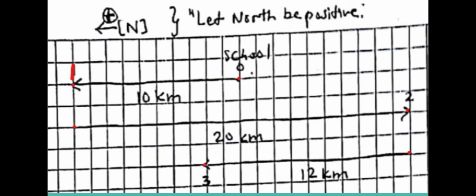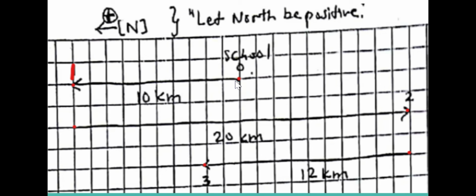So here's a sketch. Where I wrote school, there's a zero there to indicate that this is our position 0. This is our reference position. All other positions in this story will be compared to that school position. So I put a number 1 over here because this is where Bob is right now. He is 10 kilometers north of the school.